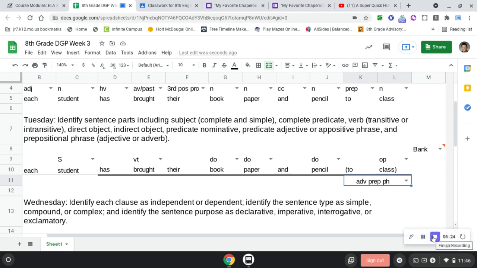All right? Questions, concerns, general frustrations about DGP? So what about bank? The bank is where we have all of our selections of what we're looking for. All right.